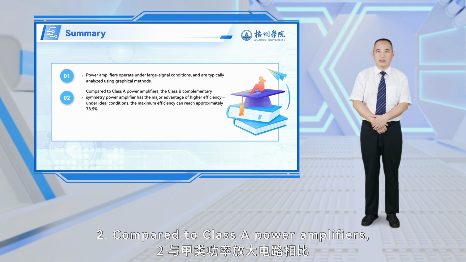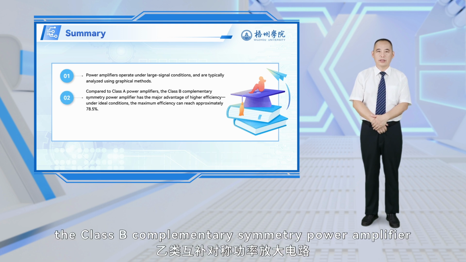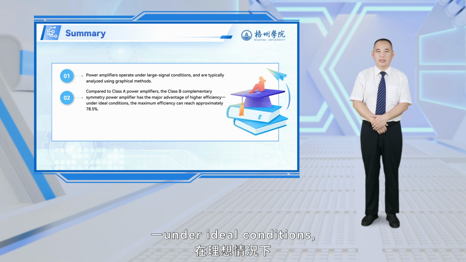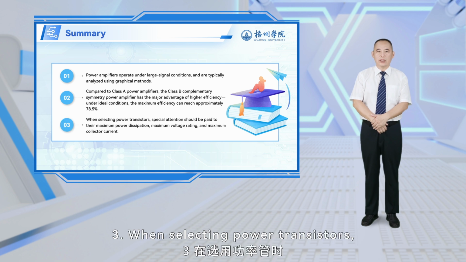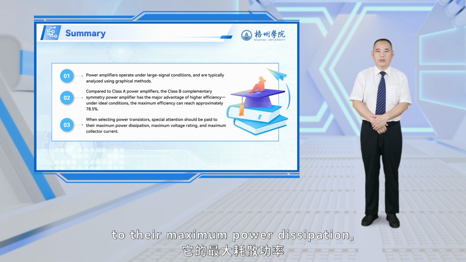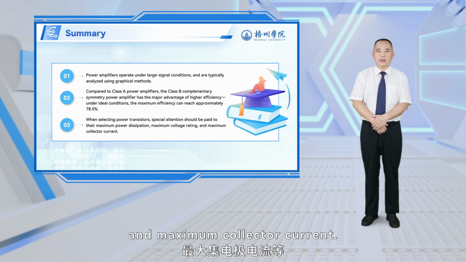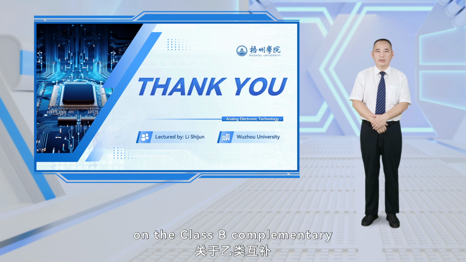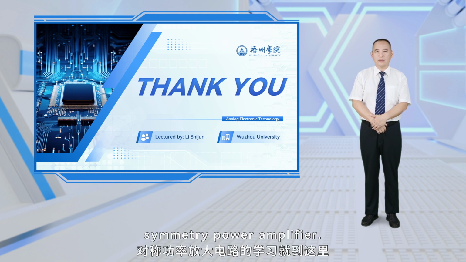2. Compared to Class A power amplifiers, the Class B Complementary Symmetry Power Amplifier has the major advantage of higher efficiency. Under ideal conditions, the maximum efficiency can reach approximately 78.5%. 3. When selecting power transistors, special attention should be paid to their maximum power dissipation, maximum voltage rating, and maximum collector current. That concludes our lesson on the Class B Complementary Symmetry Power Amplifier.